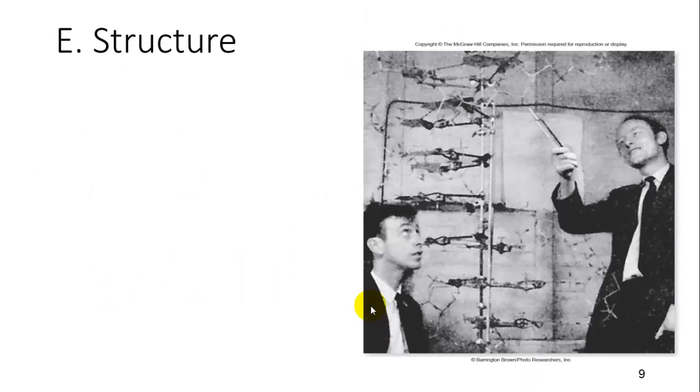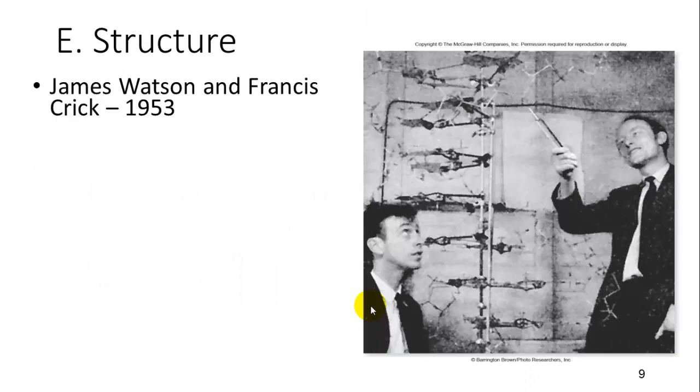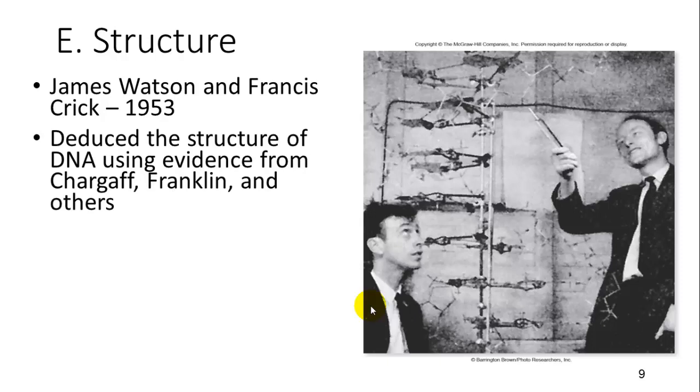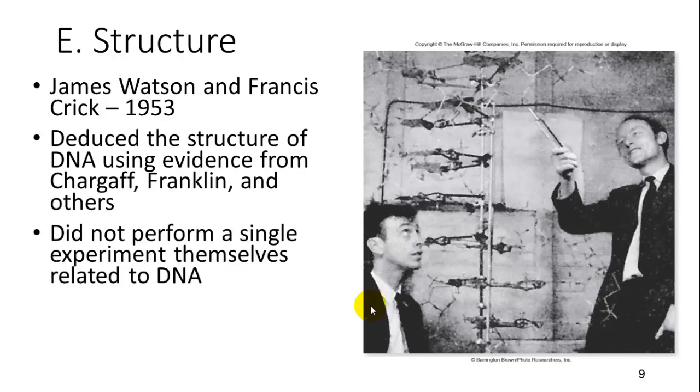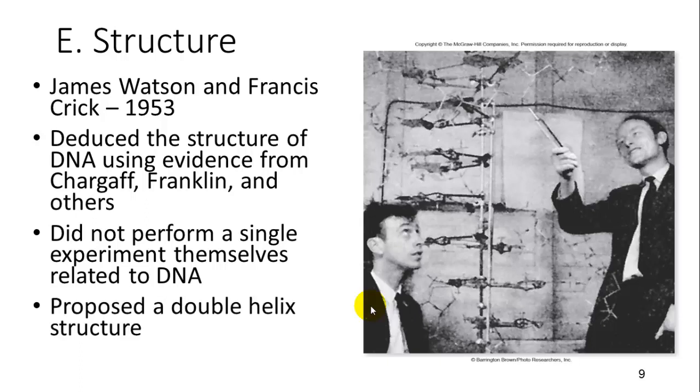Now, Watson and Crick, James Watson and Francis Crick. These are 2 guys that put everything together. They didn't actually do any experiments, but looking at Rosalind Franklin's work, Chargaff's rules, the structure of DNA, and all these other previous experiments, they proposed the double helix structure in which these nitrogenous bases bound to each other. And so they are credited with the discovery of the structure of DNA.